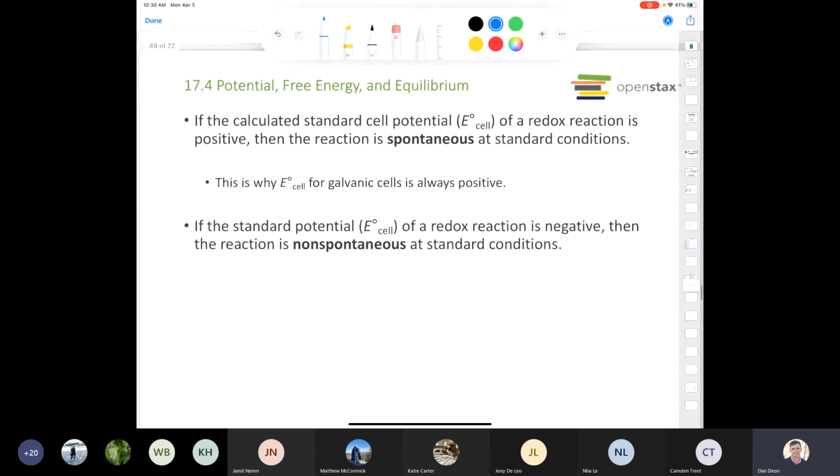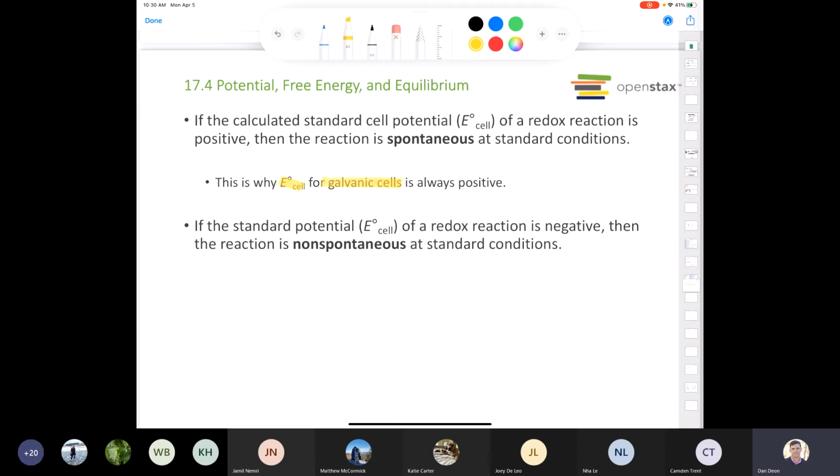It says, if the calculated standard cell potential of a redox reaction is positive, then the reaction is spontaneous. Yeah, we figured that out. So that's why if you have a galvanic cell, which is a cell that produces a current, the E cell is always going to be a positive number. If E cell is negative, the reaction's non-spontaneous. So all you need to know here: E cell positive, spontaneous reaction; E cell negative, non-spontaneous reaction, which we've already gone over.